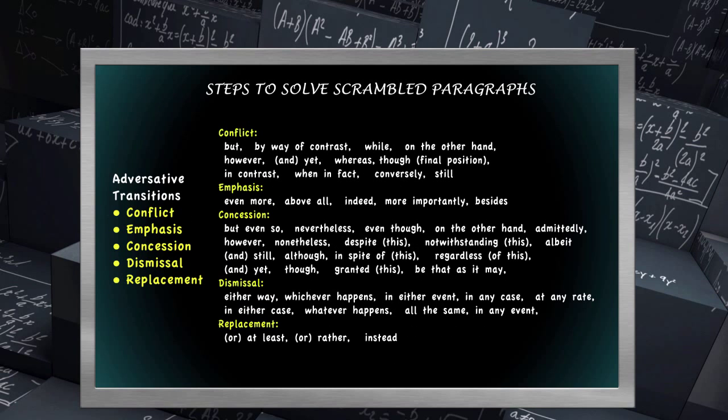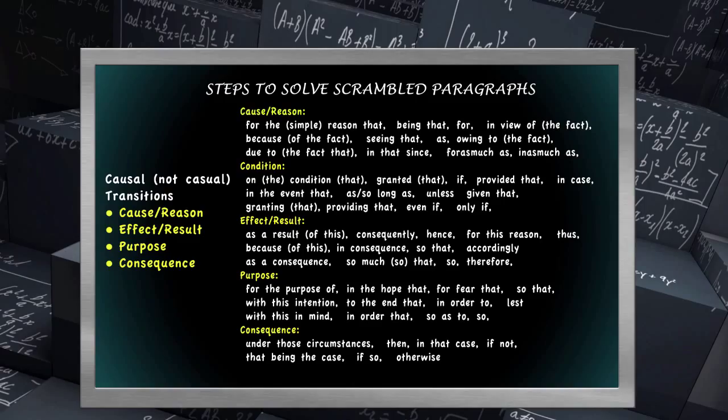The adversative transitions will typically be seen in compare and contrast paragraphs. They'll express dismissal or conflict of ideas being contrasted, or emphasis of ideas being compared. So that might include but, by way of contrast, while, on the other hand, for conflict. Emphasis would be even more, above all, indeed, more importantly, besides, for ideas being compared.